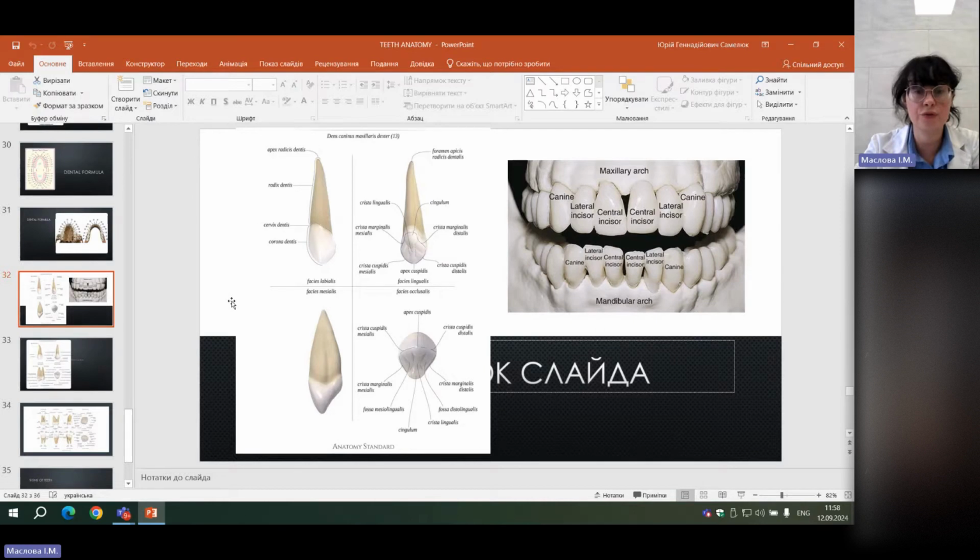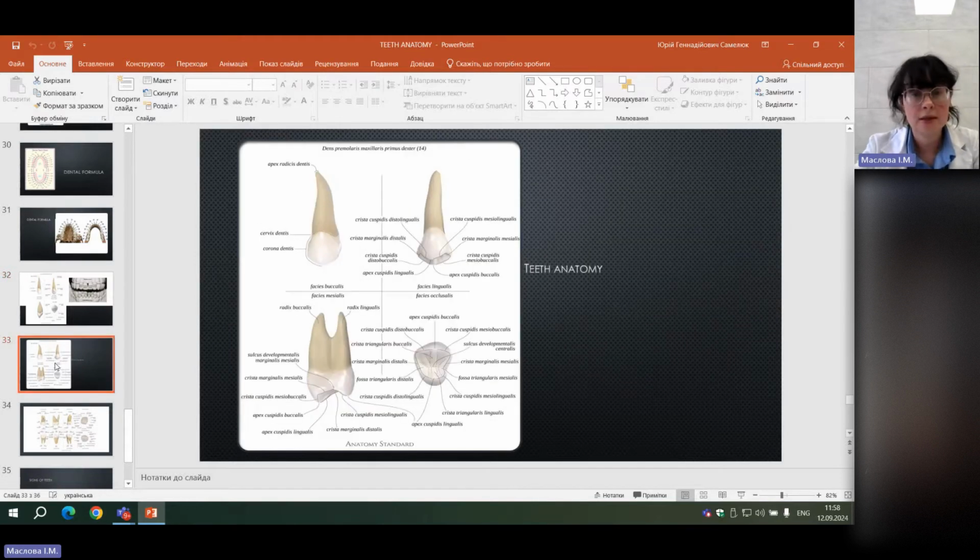And the features of coronal anatomy, I hope that you remember from the discipline which you learned last year. What about premolars? I want to tell you that the upper first premolar has two roots. The upper second premolar has one root. Each lower premolar has one root. It is the main information for you, I think.